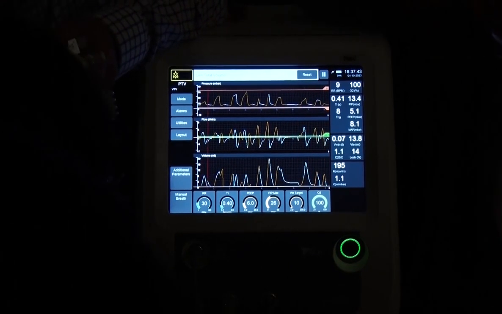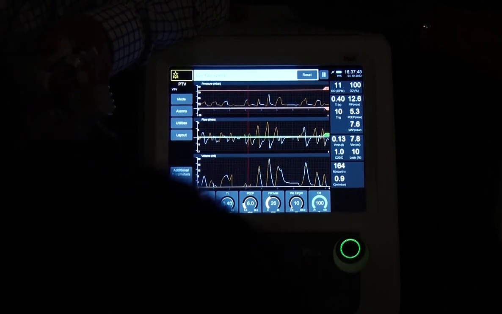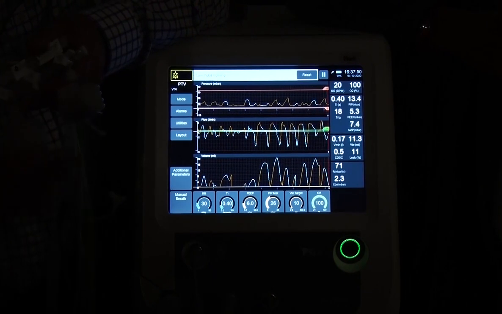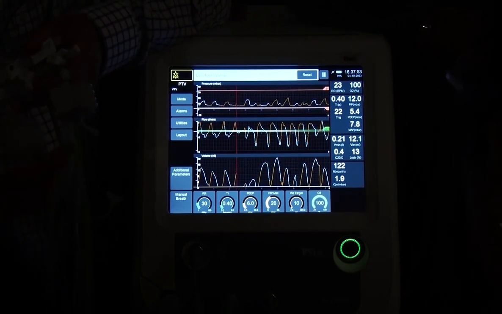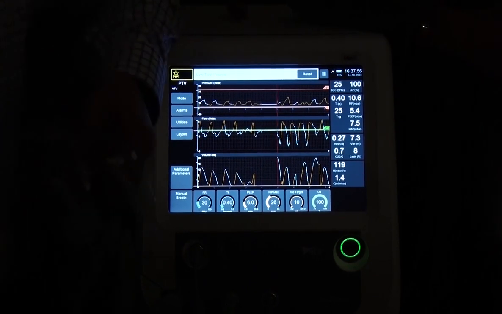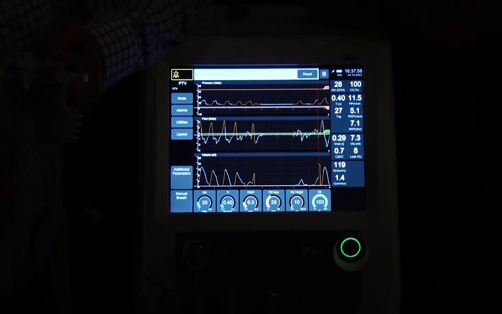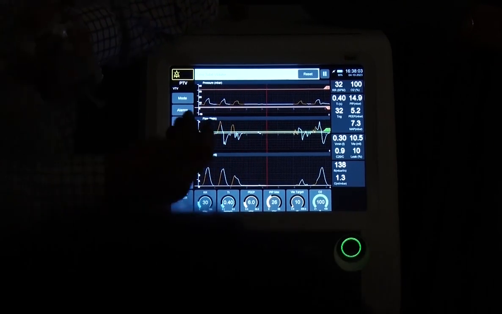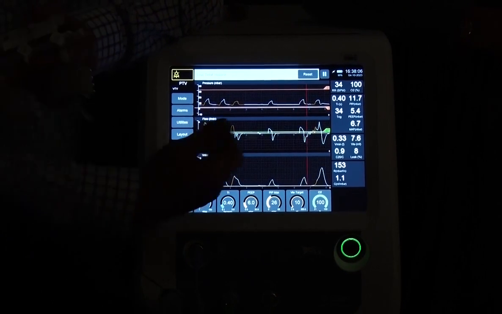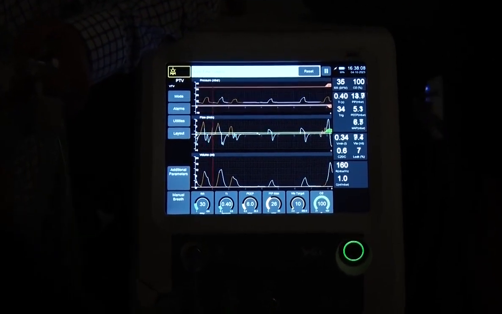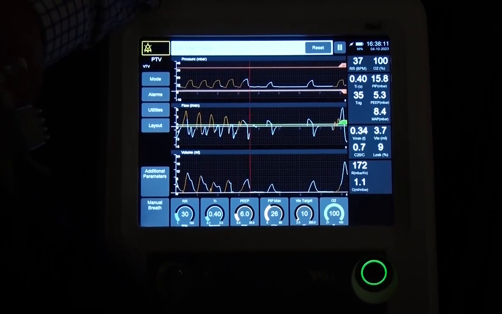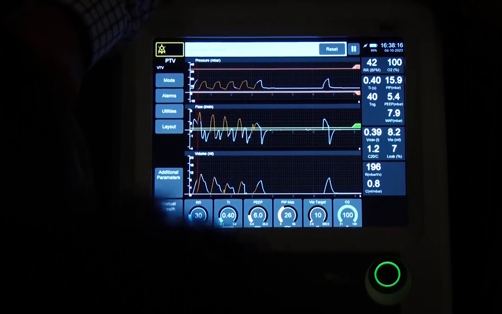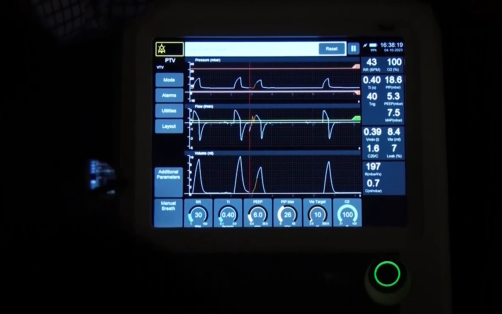Trying to find an asynchronous sort of pattern. I'm not really sure we're going to be able to demonstrate asynchrony easily. Asynchrony is often around patient comfort, patient position, and then thinking about a trigger and rise time. Any other questions? What else would you like to know? Especially for the fellows. The lung's there if you want to play with that too.